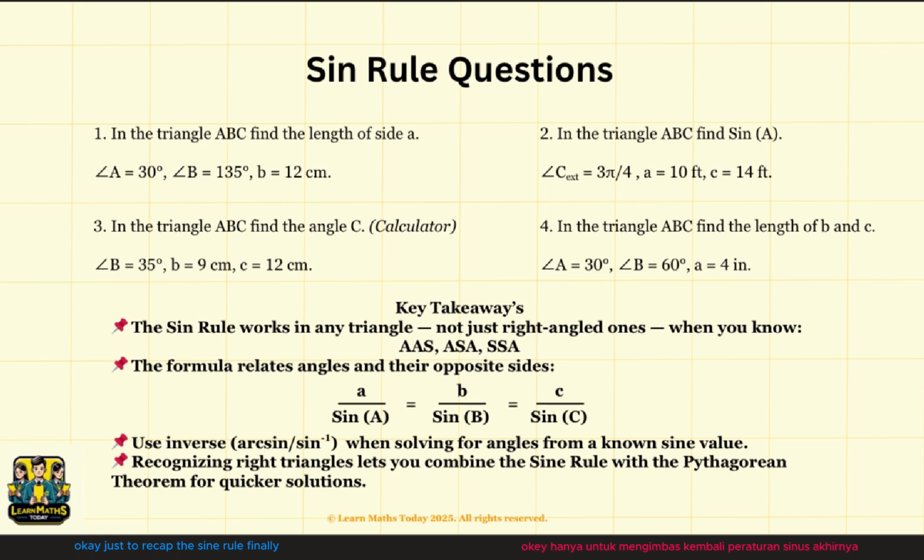Okay, just to recap the sine rule finally, it works on any triangle, not just right triangles. That's definitely something to consider. And it only works when you know 2 angles and one side or 2 sides and one angle. Additionally, using inverse sine is necessary for solving angles with the sine rule. So knowing what inverse sine, otherwise known as arcsine, is really important. And then finally, recognizing right triangles, as it was in the very last question, lets you combine the sine rule with the Pythagorean theorem, shortening your solutions. So always just be on the lookout for trick questions that you can solve more quickly, like the very last one.